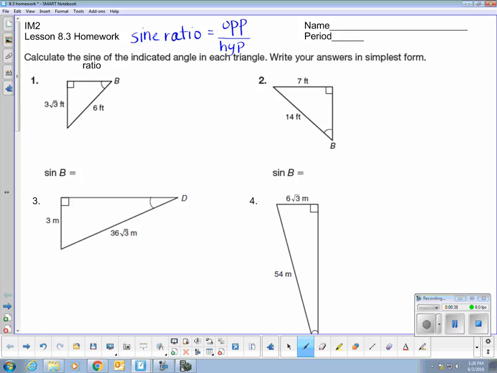So in number 2, if we're looking at angle B as my reference angle, the side that is opposite is the side that's 7, and the hypotenuse is 14. So the sine of angle B is equal to the opposite divided by the hypotenuse, which is 1/2.